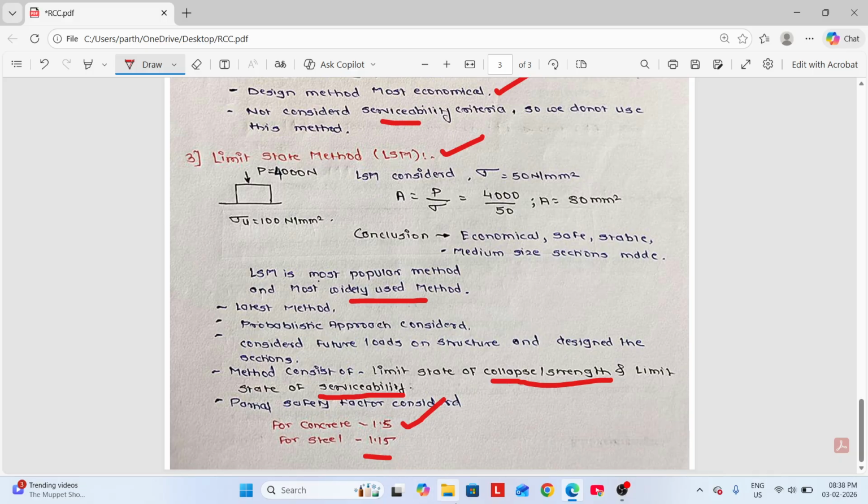The factor for steel is low because steel is manufactured in a factory, in a controlled environment, so the partial safety factor of steel is low as compared to concrete.